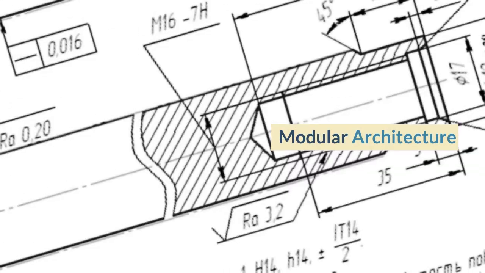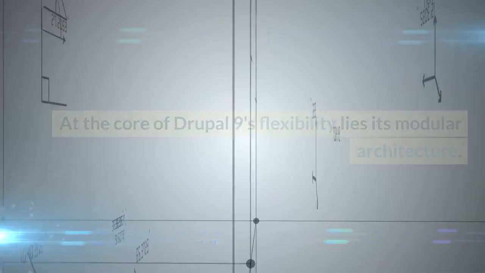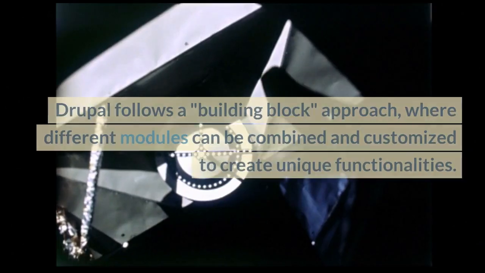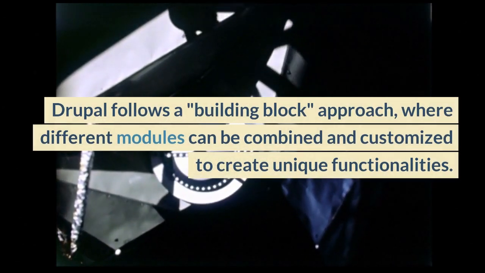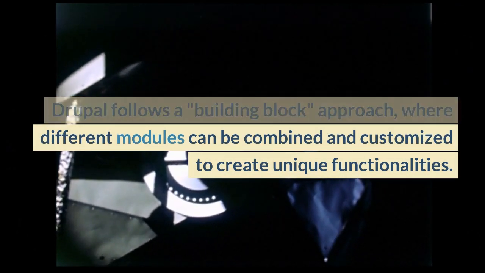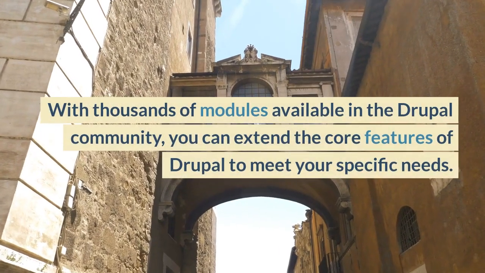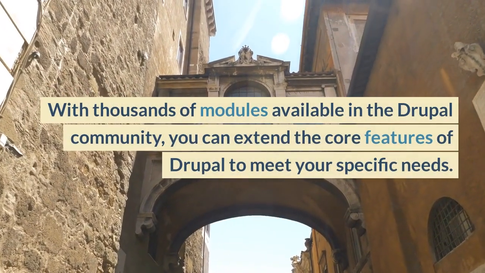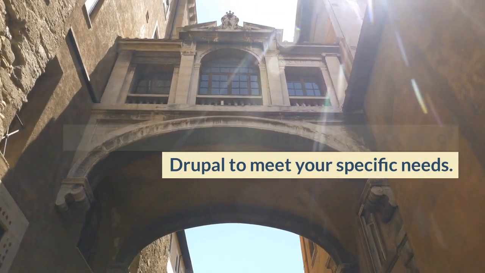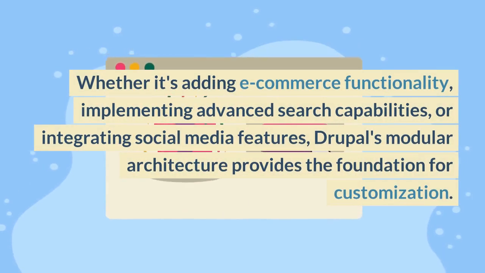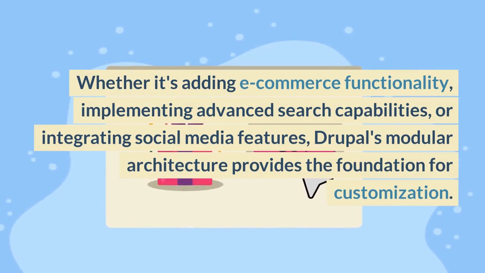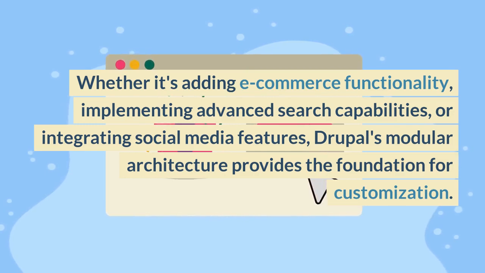Modular architecture. At the core of Drupal 9's flexibility lies its modular architecture. Drupal follows a building block approach, where different modules can be combined and customized to create unique functionalities. With thousands of modules available in the Drupal community, you can extend the core features of Drupal to meet your specific needs. Whether it's adding e-commerce functionality, implementing advanced search capabilities, or integrating social media features, Drupal's modular architecture provides the foundation for customization.